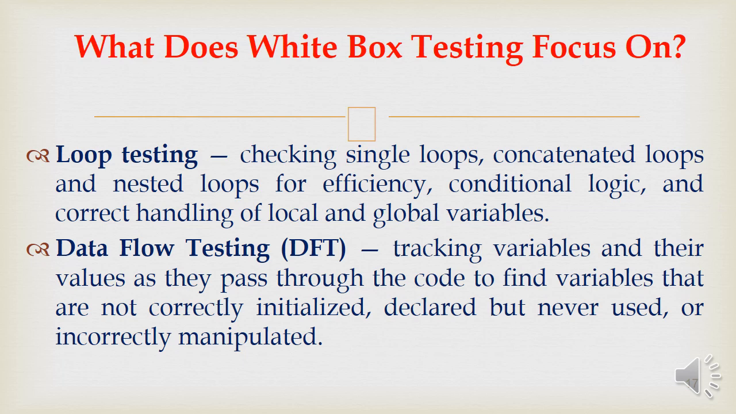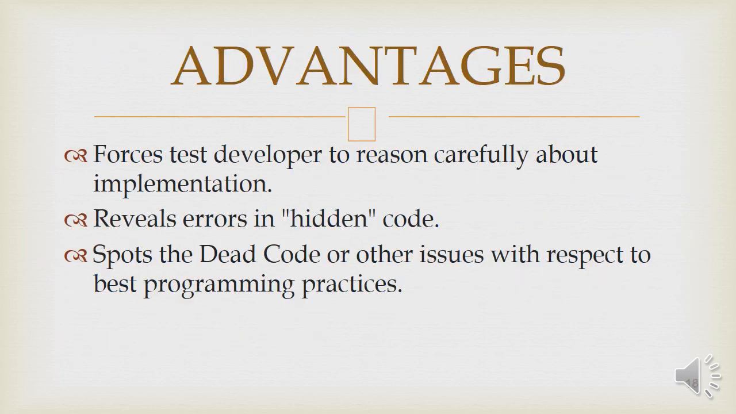Loop testing covers single loops, concatenated loops, and nested loops. It will test for efficiency, conditional logic and so on. Data flow testing tracks variables and their values as they pass through the code, to find variables that are not correctly initialized or declared, or are incorrectly manipulated. Advantages: it forces the test developer to reason carefully about the implementation, reveals errors in hidden code, and spots dead code or other issues with respect to best programming practices. Thank you.